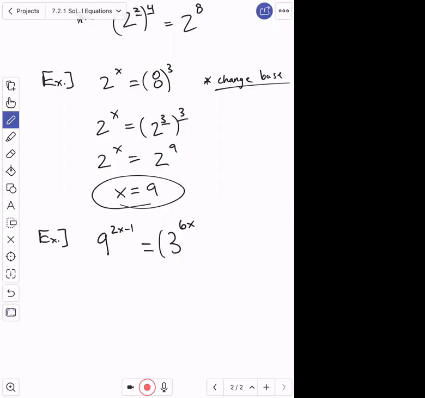So 3, we could not write as anything other than 3, right? It's 3 to the power of 1. It's already its simplest base. 9, well, that's 9 to the power of 1, but we could also write 9 as 3 to the power of 2. We can change this left side. We changed it to base 3.